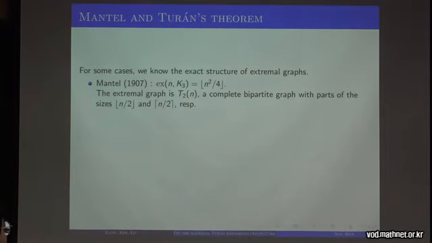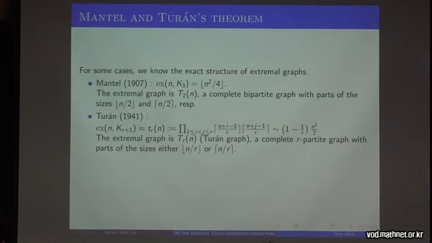Mantel, in 1907, proved that if an n-vertex graph with no triangle has the maximum number of edges, then the number should be n squared over 4. This is one of the most classical examples in extremal graph theory, and the extremal graph is unique: a complete bipartite graph with parts of almost the same size.